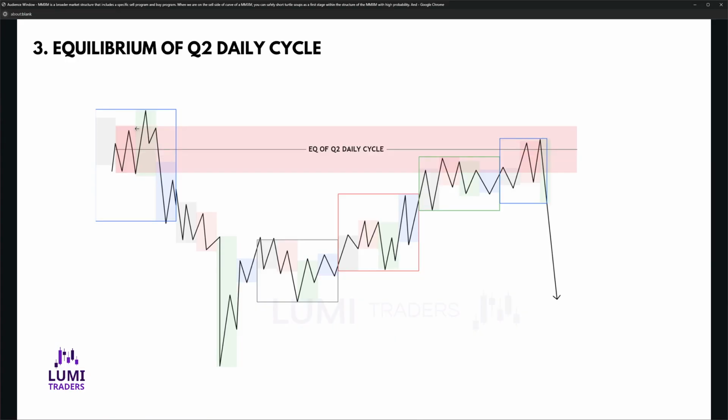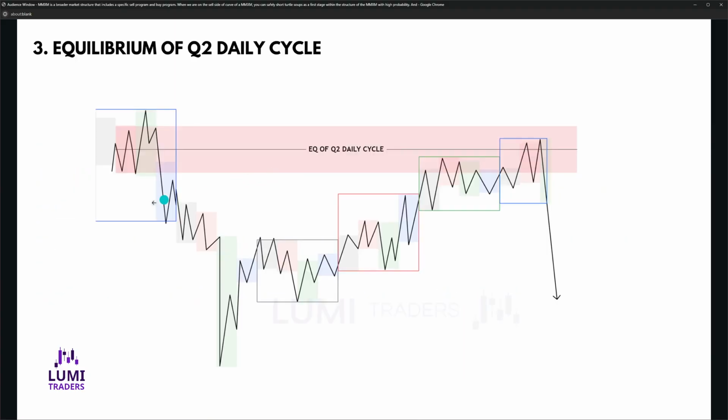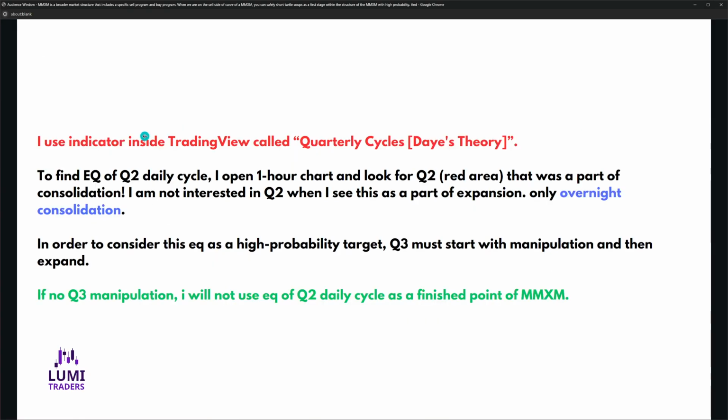Okay, third way to find the target: equilibrium of the quarter 2 daily cycle. I use an indicator inside TradingView. It's called Quarterly Cycles. You can find this, I guess it's available for free for everyone. To find the equilibrium of the quarter 2 daily cycle, I open the 1 hour chart and look for the quarter 2 red area. This red area, see? It was on the 1 hour chart. So I look for the 1 hour area, this pink area.